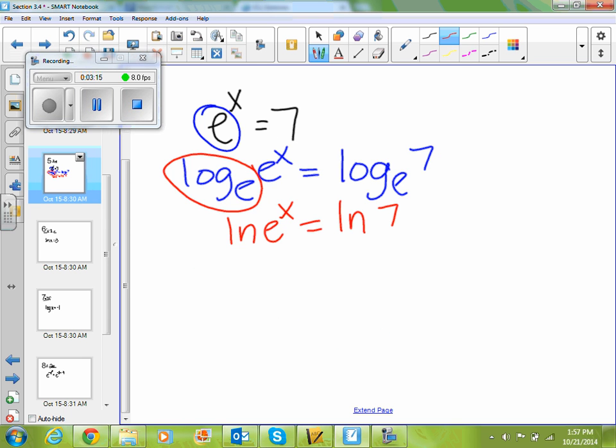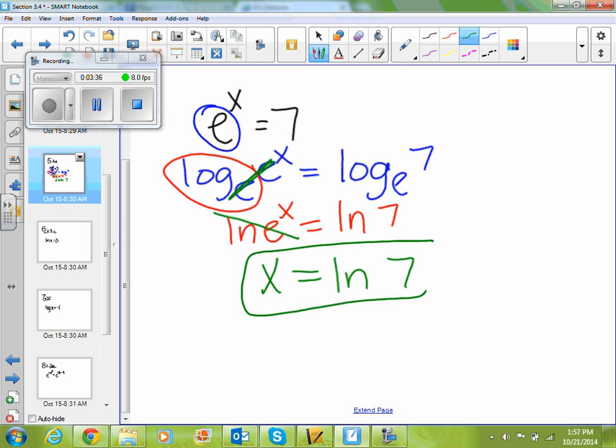Wait, so log base e, that's natural log? Mm-hmm. Okay. And then I know by my one-to-one property that the natural log of e cancels, because just like these e's would cancel. So I know that I get x equals natural log of 7. So that's how you take whatever log to that base, because then you're going to get your bases to cancel. But whatever you do to one side, you have to do to the other side.